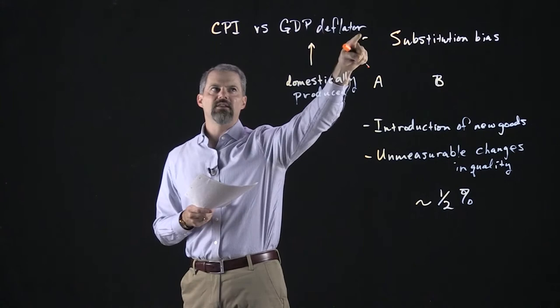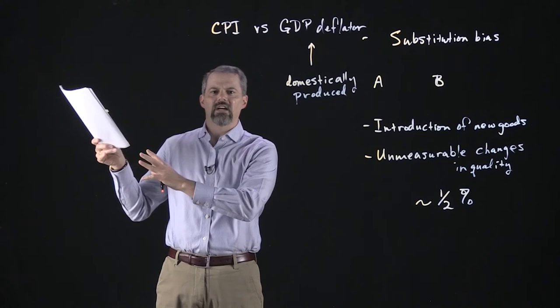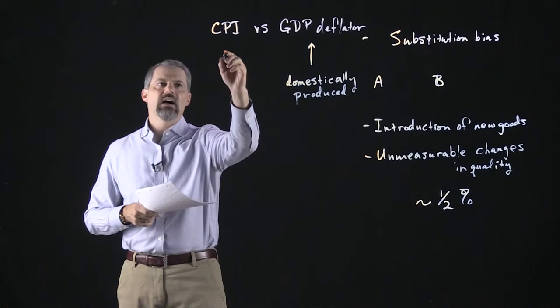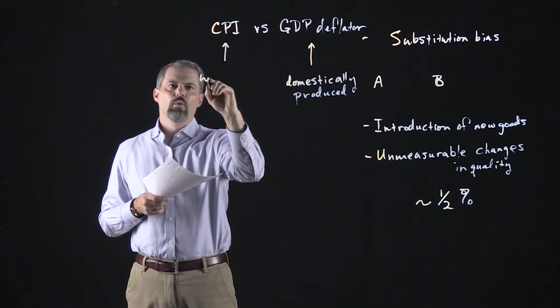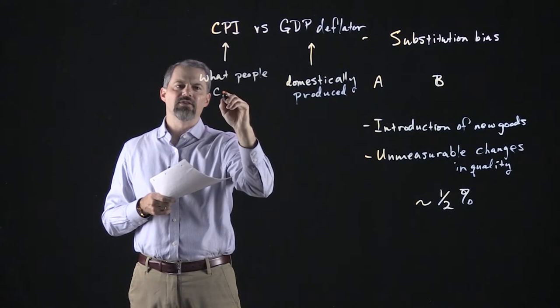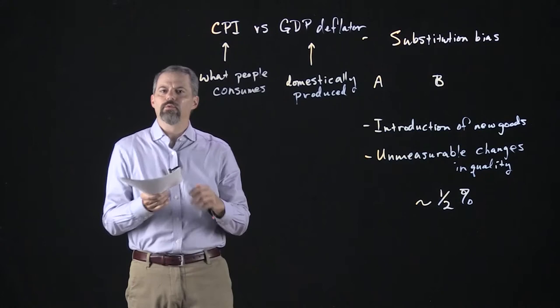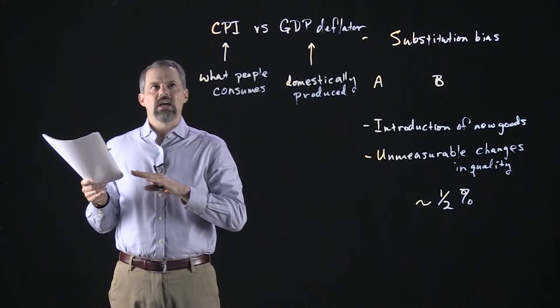But if the price of something that's produced in a different country is changing, that's not going to affect the GDP deflator. The CPI we've just seen is based upon the goods that the typical consumer consumes regardless of where they're produced. So this is based upon what the typical consumer consumes. So the typical consumer is going to consume some goods that are produced in another country. So if the prices of those goods change, that's going to be captured in the CPI, but not in the GDP deflator.